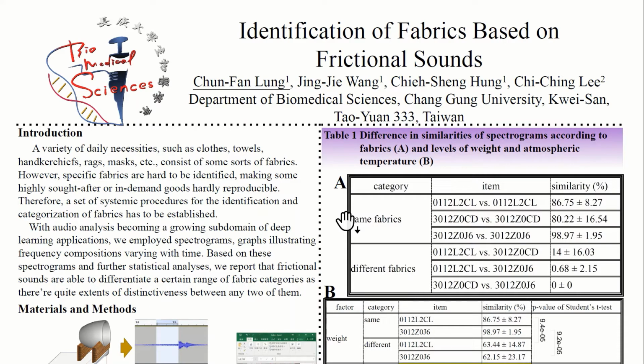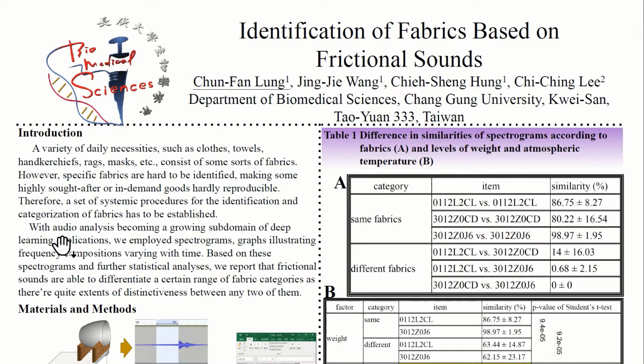A great number of necessities are made of fabrics. However, they are sometimes in high demand but cannot be widely reproduced, because the identification of fabrics is so time-consuming and labor-intensive. Traditional ways include burn tests and microscopy. Here we use the frictional sounds to perform the tests instead.